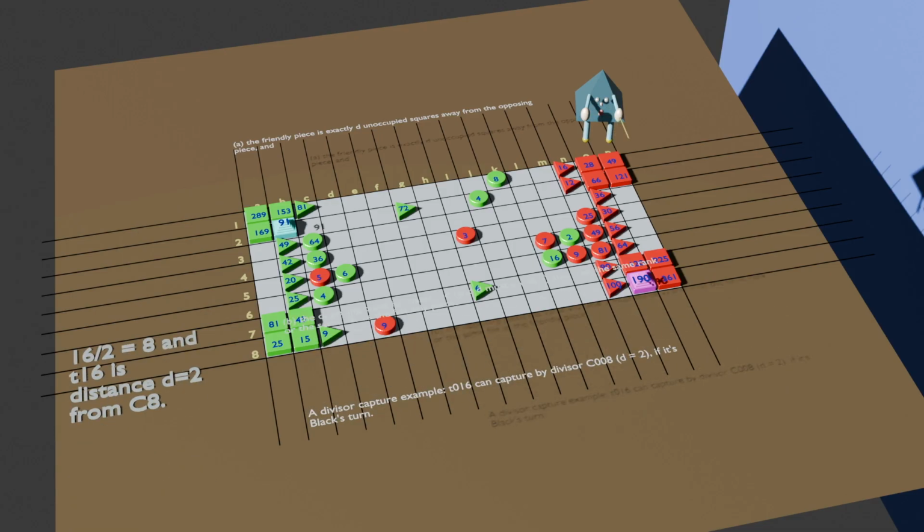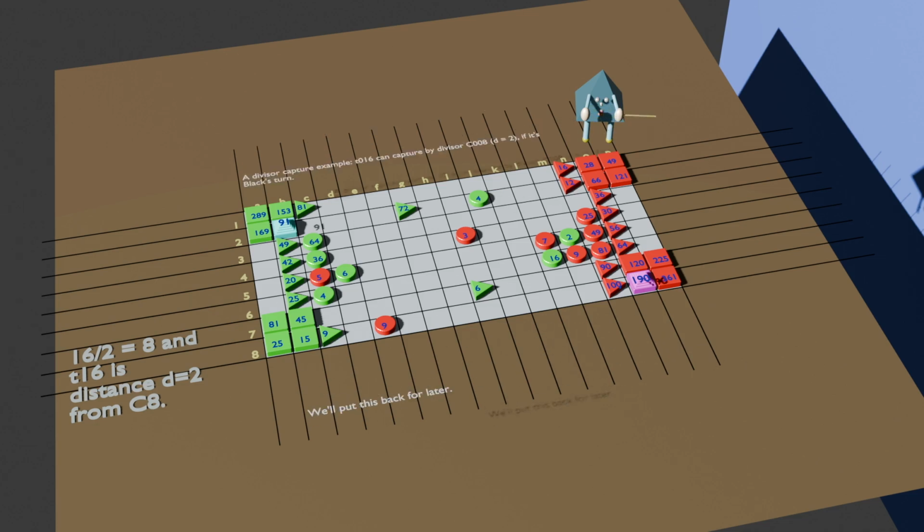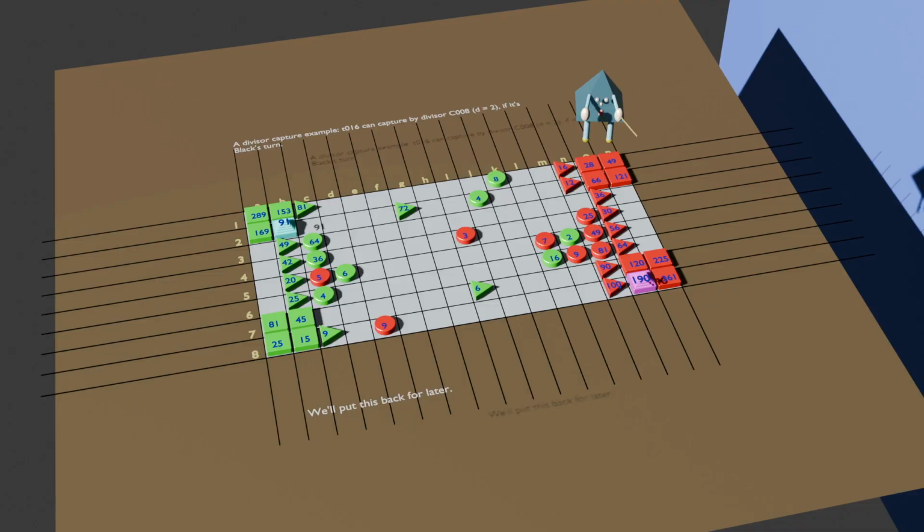A divisor capture example. The black triangle T16 can capture by divisor the white circle C8. D equals 2. If it's black's turn. We'll put this back for later. The study position has several other possible captures by divisor. Can you find them? Pause the video if you need to. The other possible captures by divisor in this study position are highlighted. Did you find them?